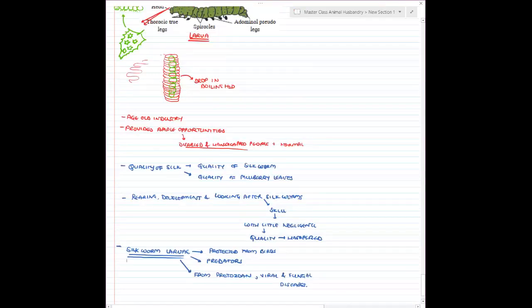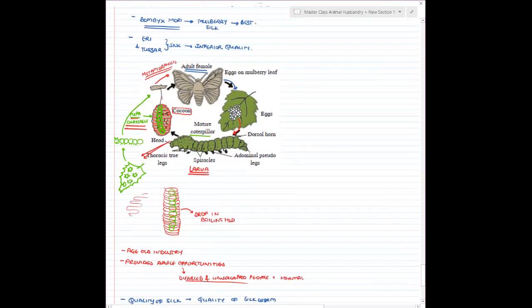That's it. Guys, from this part, they will always ask you the life cycle of your mulberry moth, that is your Bombyx mori. So keep this in mind. This is a very important life cycle. Same way, the next thing we're doing is also going to be a very important life cycle.